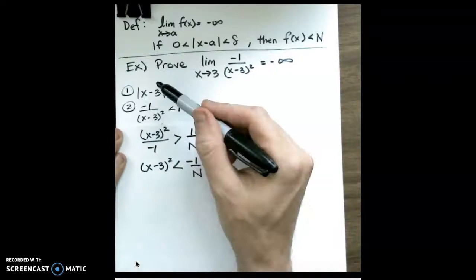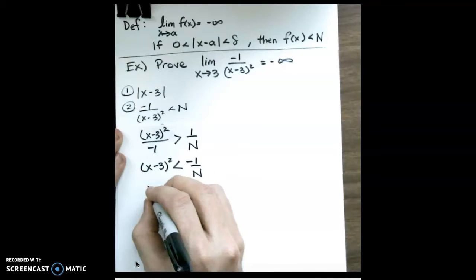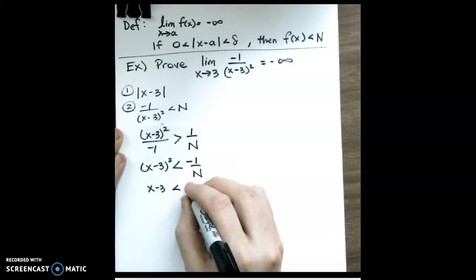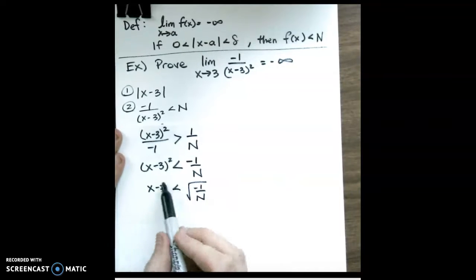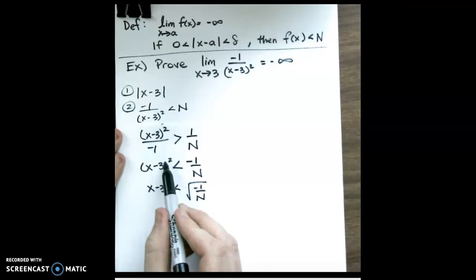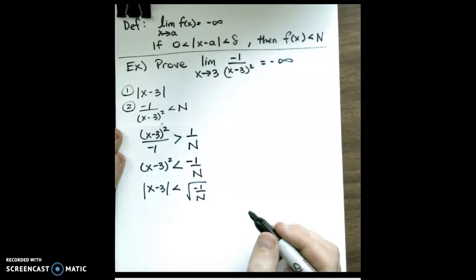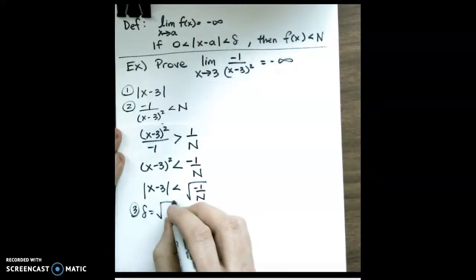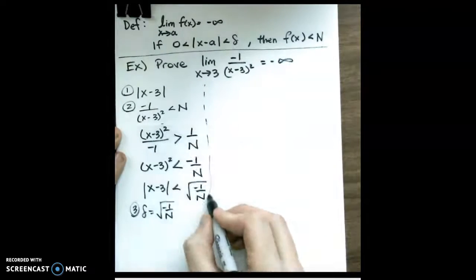And remember, I want x minus 3 in absolute value. So now I'm going to take the square root of both sides, which does not change your inequality. And I want to make sure that this inside is positive, because it was for sure positive when it was squared, and now that the square is gone, I put absolute value on it. And so this is my step 3, that's my delta. All right, now we're ready for the proof.